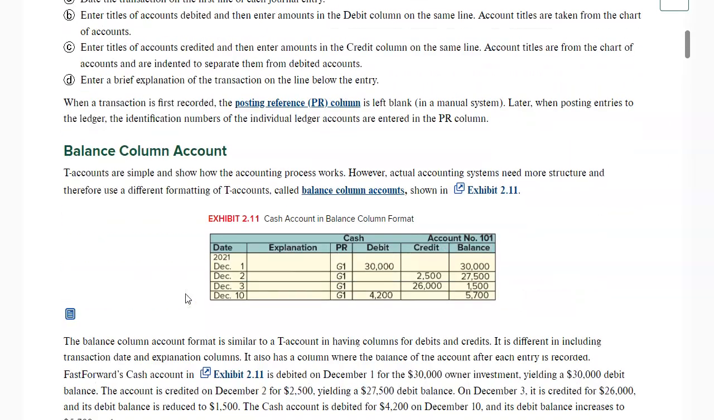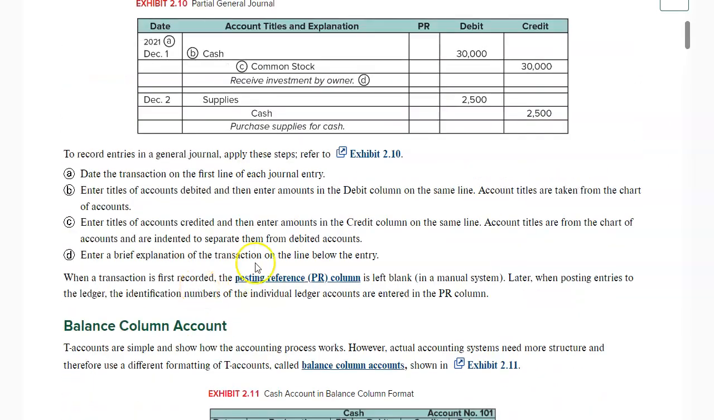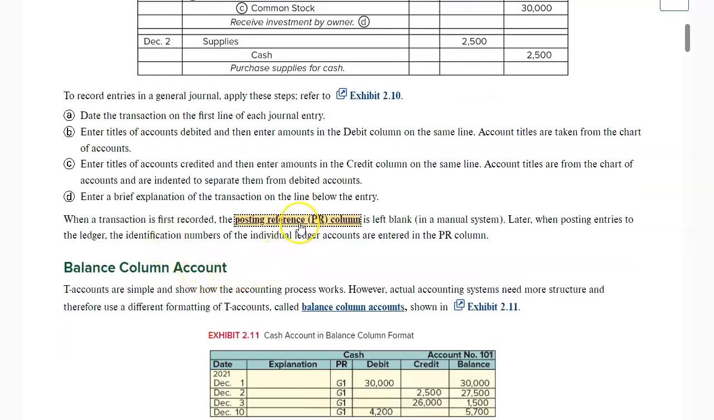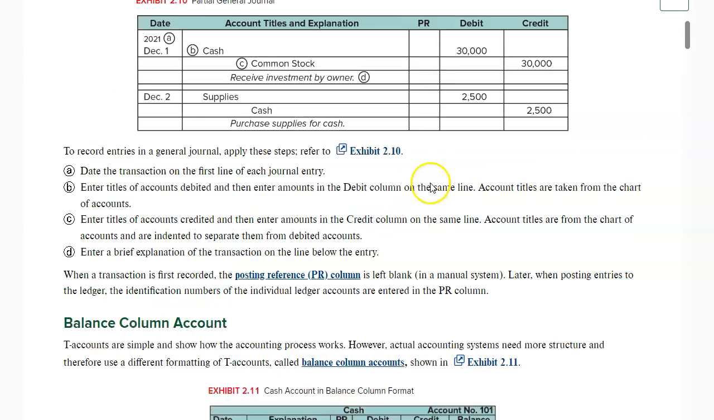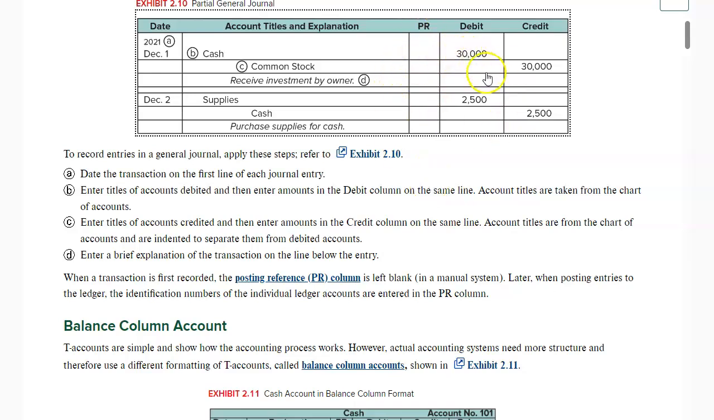I want to show you the ledger. This column we're going to deal with a little bit later. In fact, in just a minute. But here's the description of how they want you to do it. We leave this PR, the posting reference column, alone until we actually move this information to the ledger.